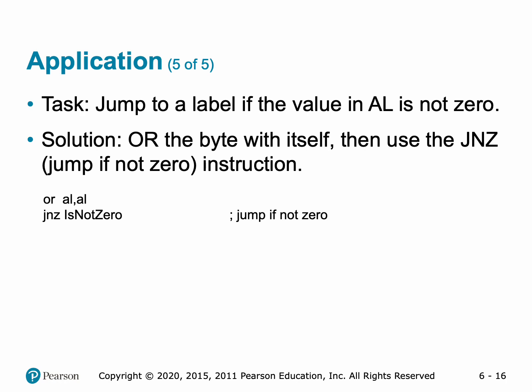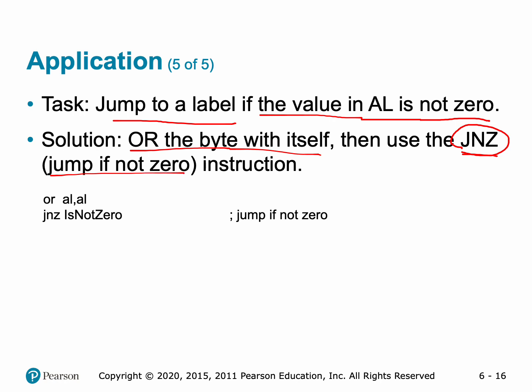So this application says jump to a label if the value in AL is not 0. So jump if not 0 is just the instruction JNZ. So JNZ is just jump if not 0. And then to do that, we would use the OR. So you OR the byte with itself, and then use JNZ if it's not 0.